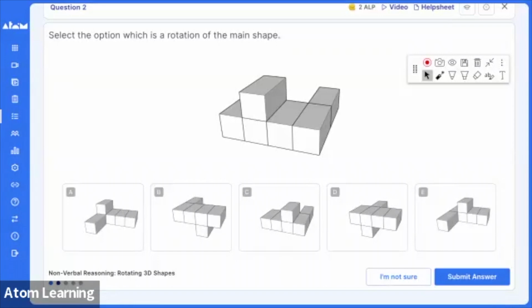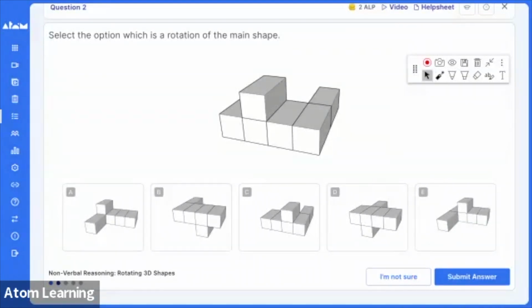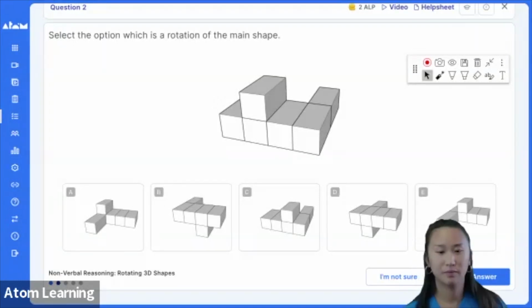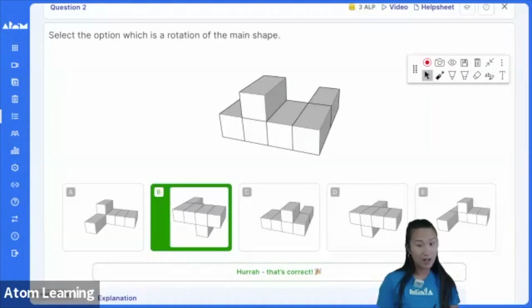Okay, here are our results. The most popular answer was B. Let's have a little look. And is it right? It absolutely is.